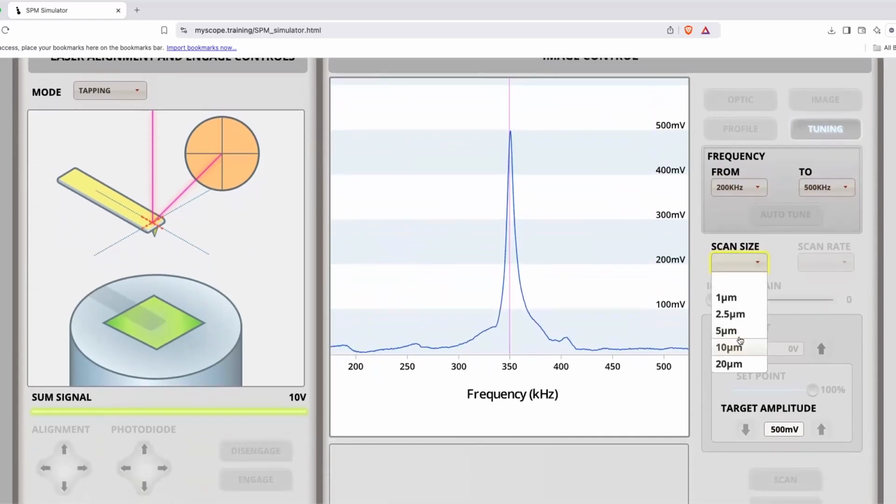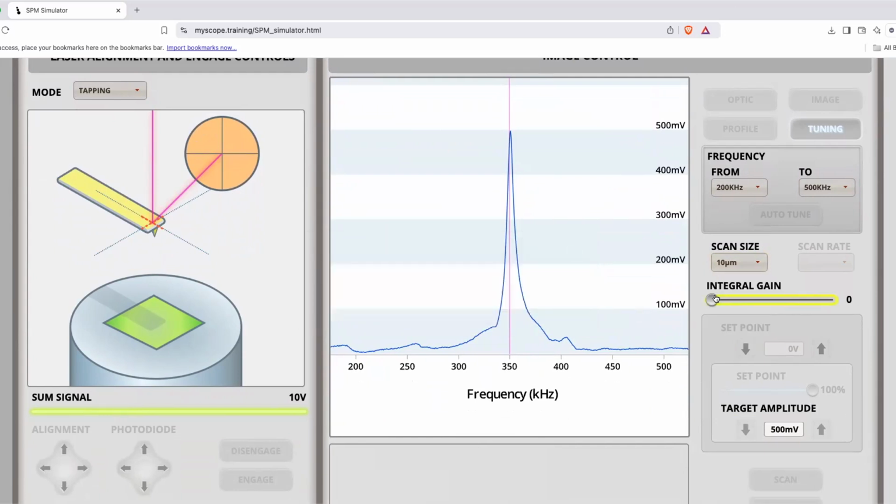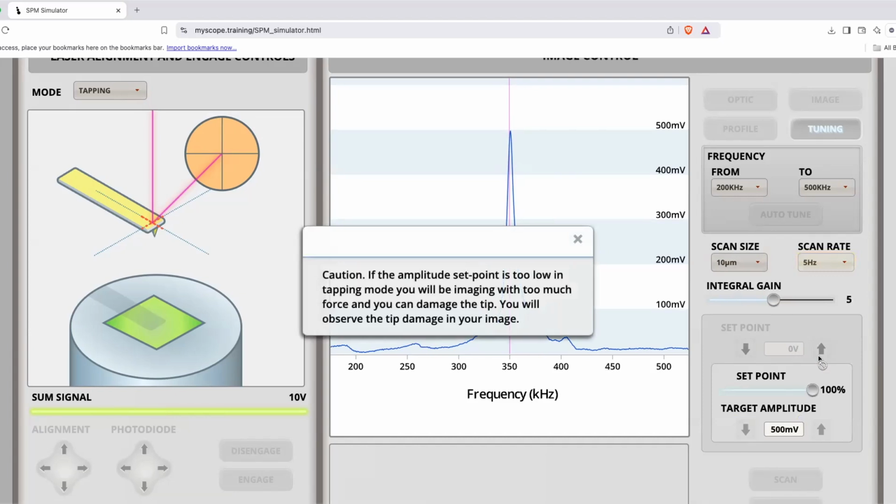Scan size, you can choose the area that you want to scan. Say, let us take 10 micrometer. There are some details like what actually happens if you choose a high or low sample scan size. Then you can choose the scan rate, that means how fast you want to scan. We can choose, say, 5 Hz. It also gives some caution if you are using values that might damage the instrument.